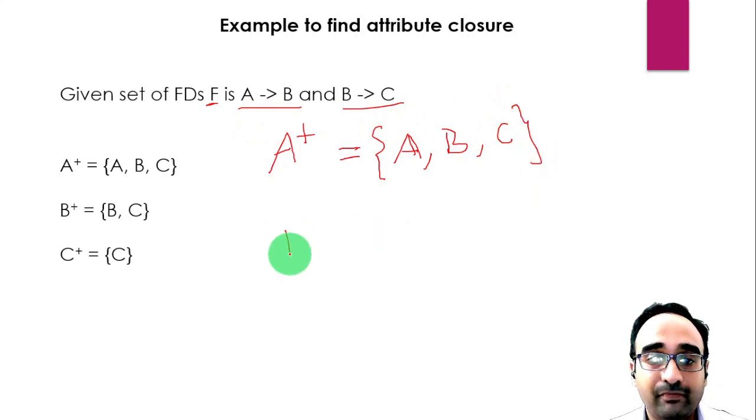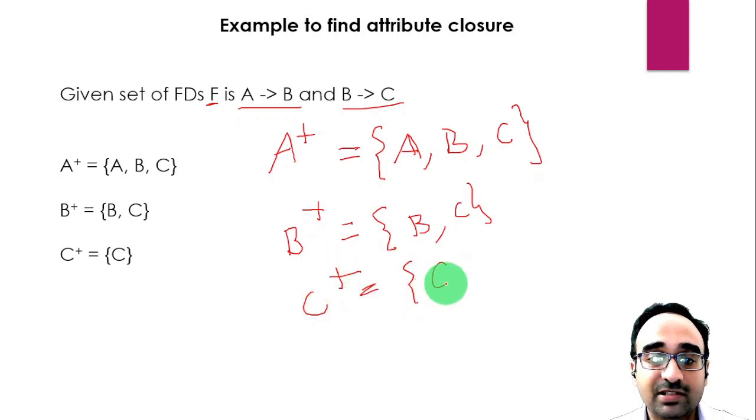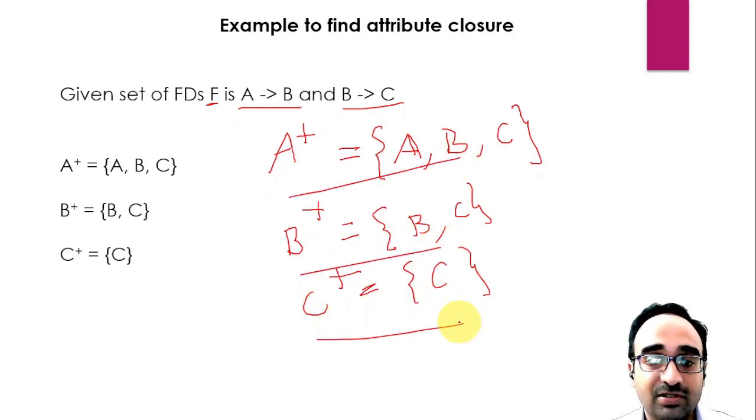Okay. Now find the attribute closure of B plus. So write B itself here. Now see if there is any FD starting with B. Yes, there is. So add C here. So is there any FD with C? No. So stop. Similarly for C plus, add C itself. And is there any FD starting with C? No. So stop the process, that's all. So this is how you find attribute closures.